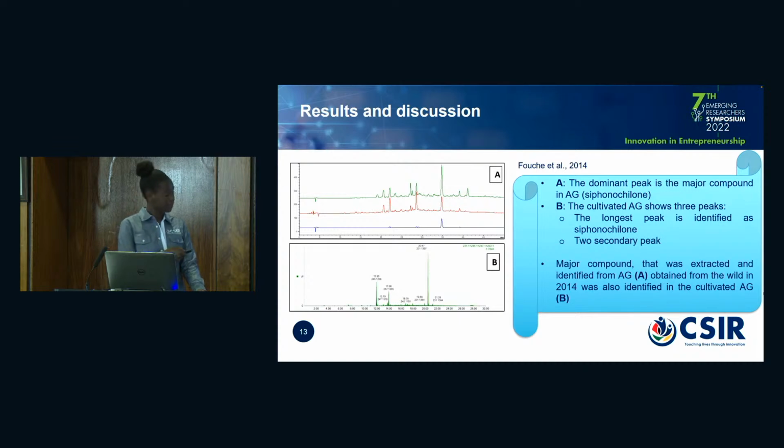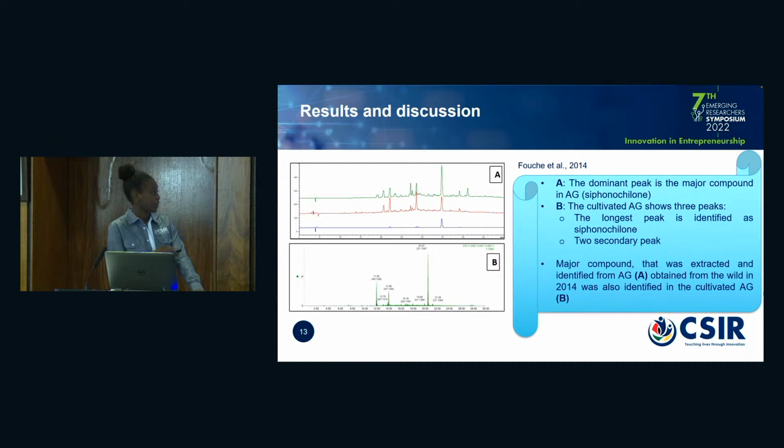The first one, A, is from a study that was done in 2014 by Fouché and team from the CSIR. They identified the major chemical compound as this large peak, and they elucidated and isolated it and identified it as siphonochelone, which they then did further studies, and they found that this is the one that is responsible for the treatment of asthma and other allergic diseases.